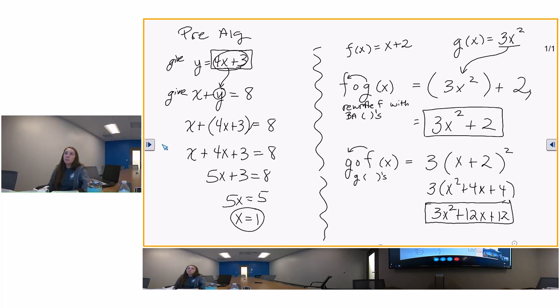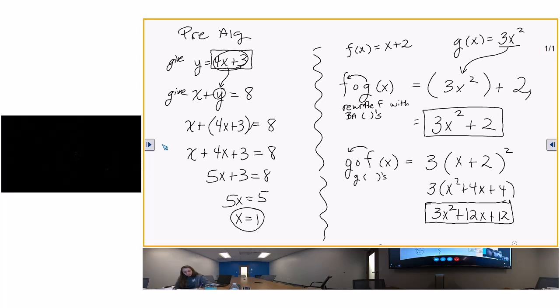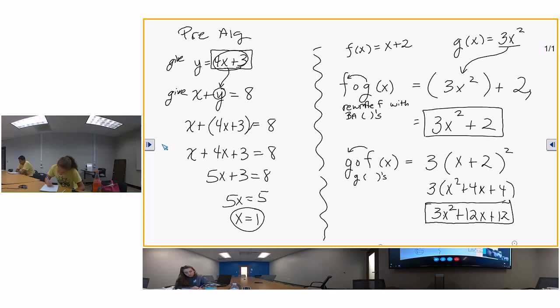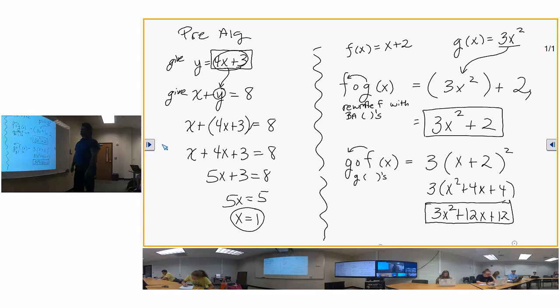Now I want you to do G of G and F of F. Do G composed of G, and do F composed of F. All right? G of G and F of F, because that's the only others you can do. So I want you to do G composed of G, and F composed of F. I'll do them over here.